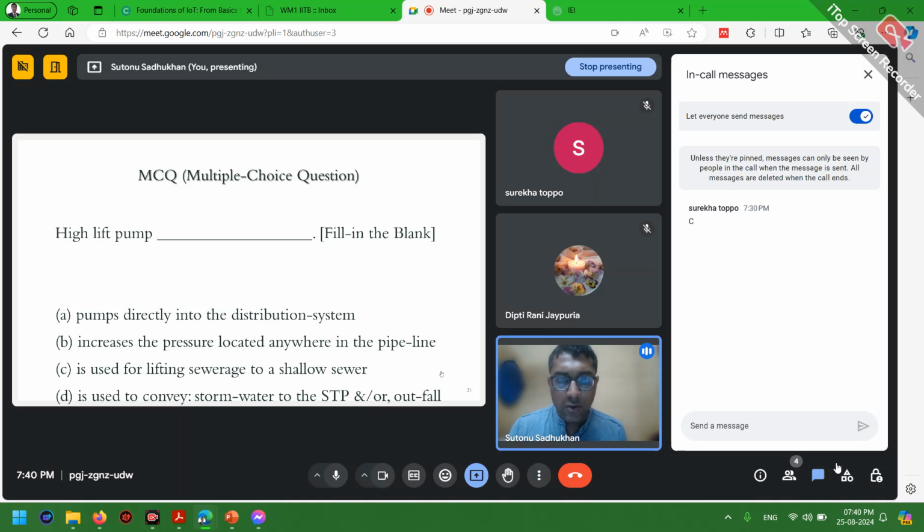I have already told what storm water is in probably 2 or 3 lectures earlier. The storm water is nothing but the rainwater, but after falling to the ground. Whenever it flows on the ground or through the drain, then that rainwater is called storm water, nothing else. So it is rainwater contaminated with the dust that is present on the ground. That is called storm water. So whether the high lift pump is used to convey that water to STP or outfall, that you have to determine.